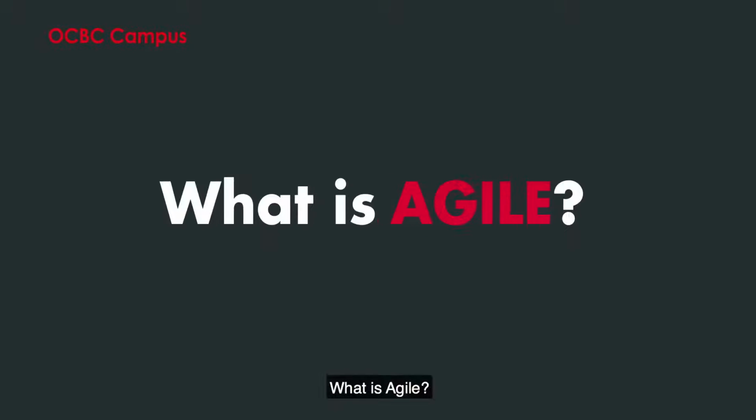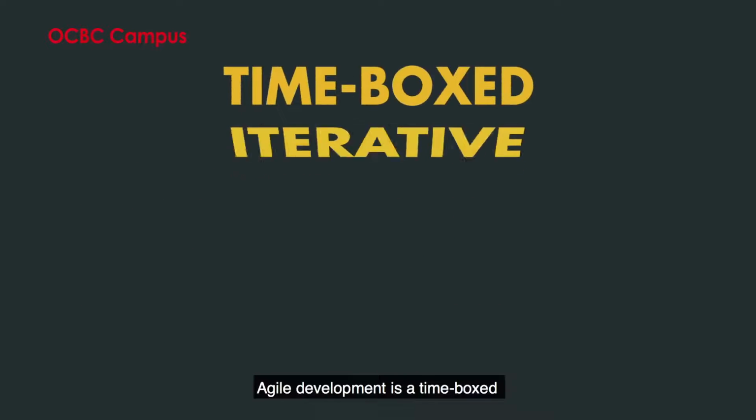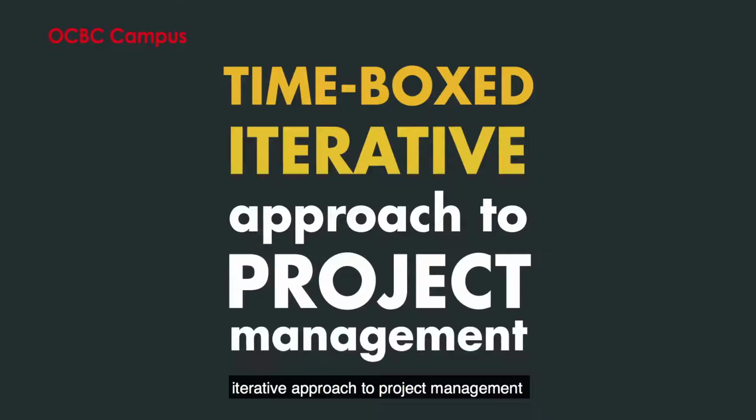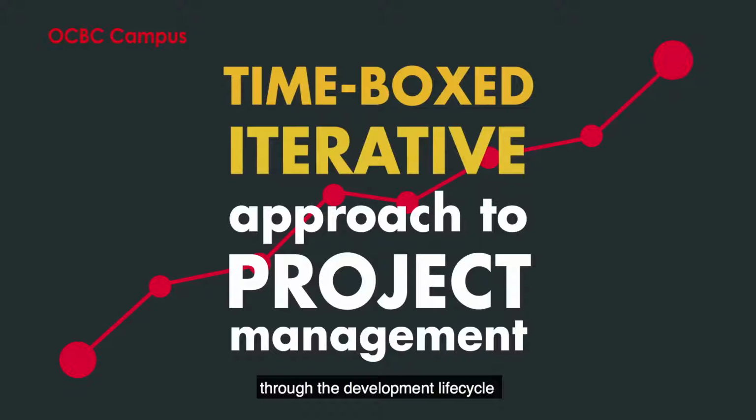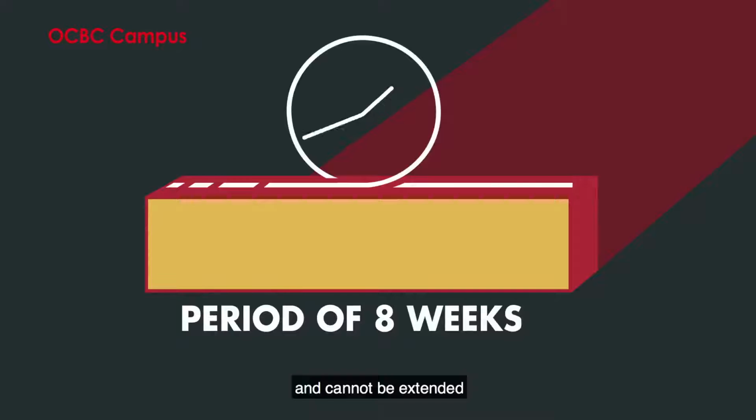What is Agile? Agile is not a buzzword. Agile development is a time-boxed, iterative approach to project management that builds software incrementally from the start of the project through the development life cycle. What does that even mean? This means that the timeline for the project is fixed and cannot be extended.